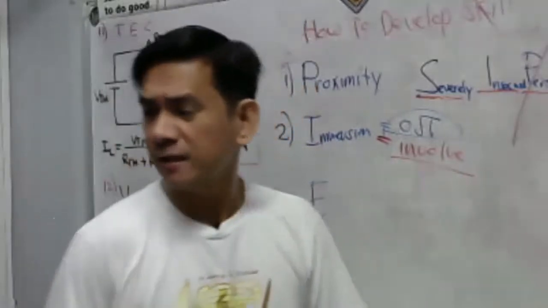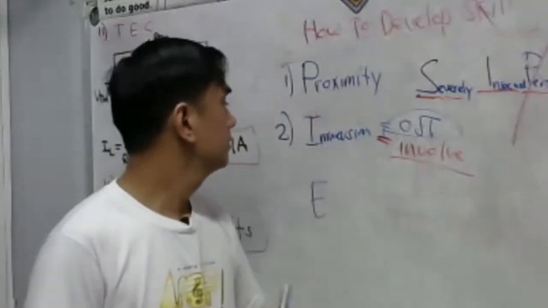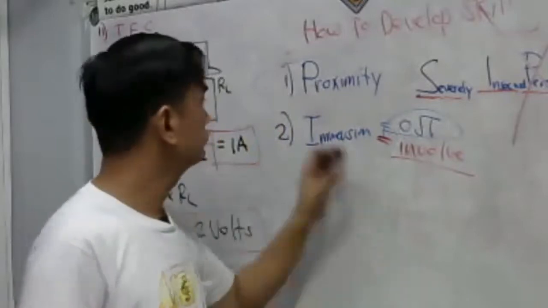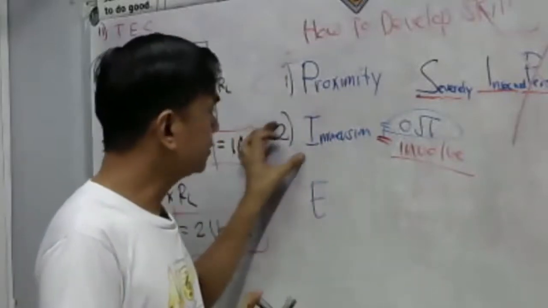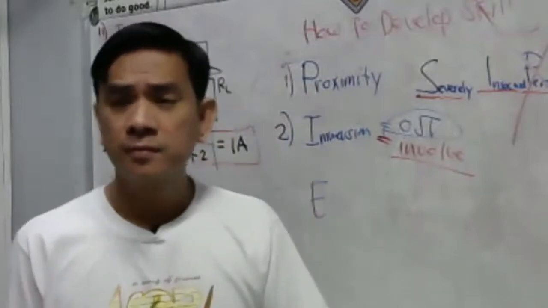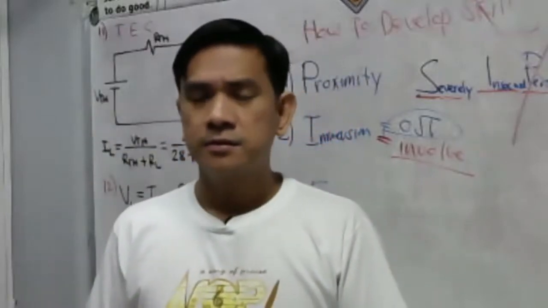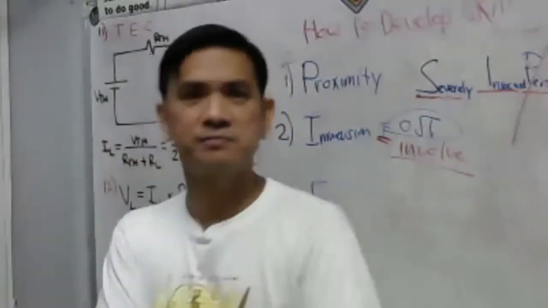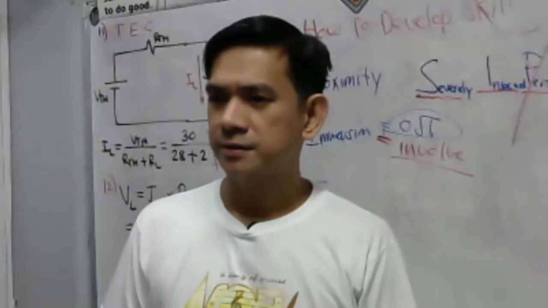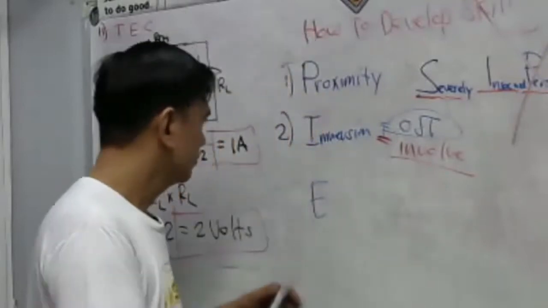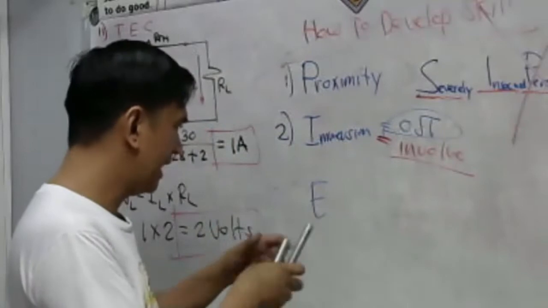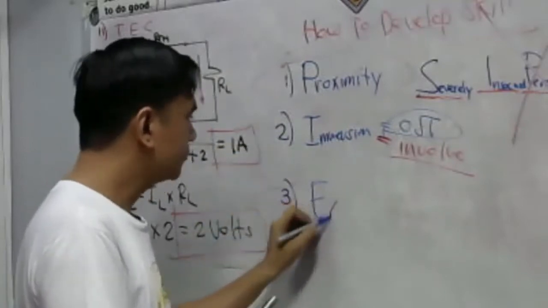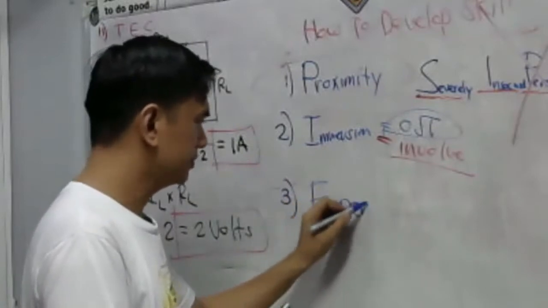You want to become a great basketball player. You need your coach. You need your basketball trainer. Proximity. Immersion. Be with him. The longer, the better. You have to immerse yourself with him. Okay? And then, what is the last thing to do? This is the last thing. To develop your skill. You have to experience it in your own.